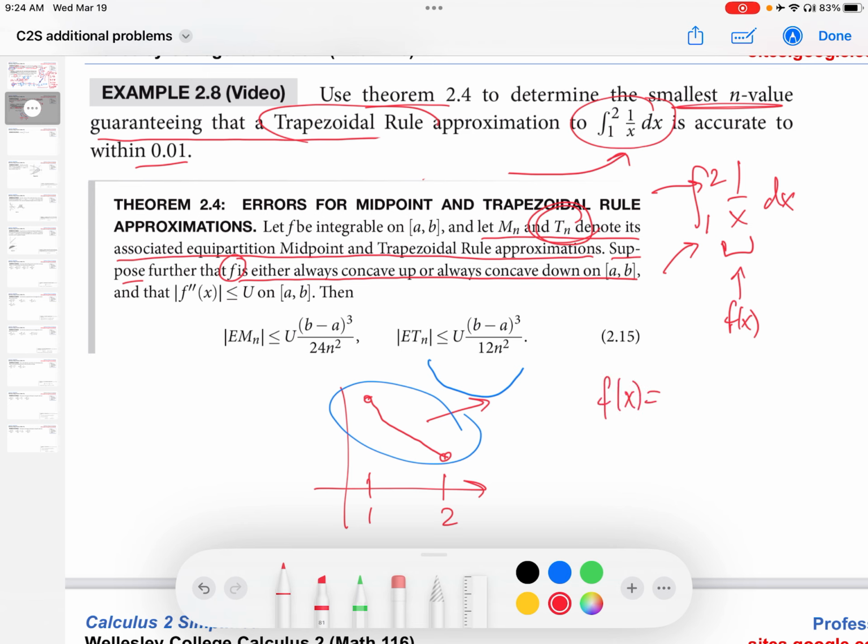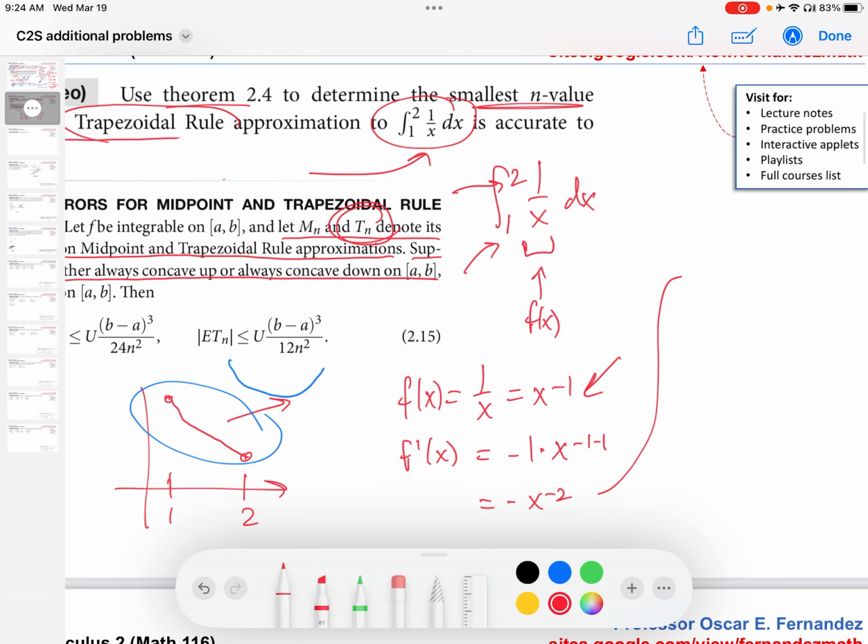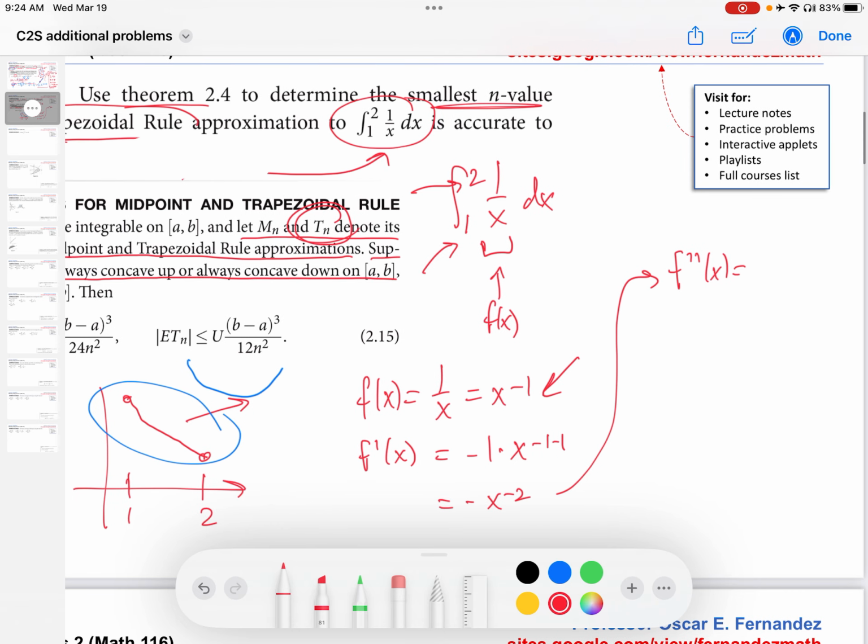So if I know that f of x is 1 over x, I write that as x to the minus 1. When I take the derivative, I can use the power rule here. Negative 1 comes down, and then I subtract 1 from the exponent. So this is minus x to the minus 2. I bring this up here and I take another derivative. Power rule again gives me negative times negative 2 because I'm bringing down this minus 2, and then x to the minus 2 minus 1. So this is positive 2 x to the negative 3. This is 2 over x cubed.